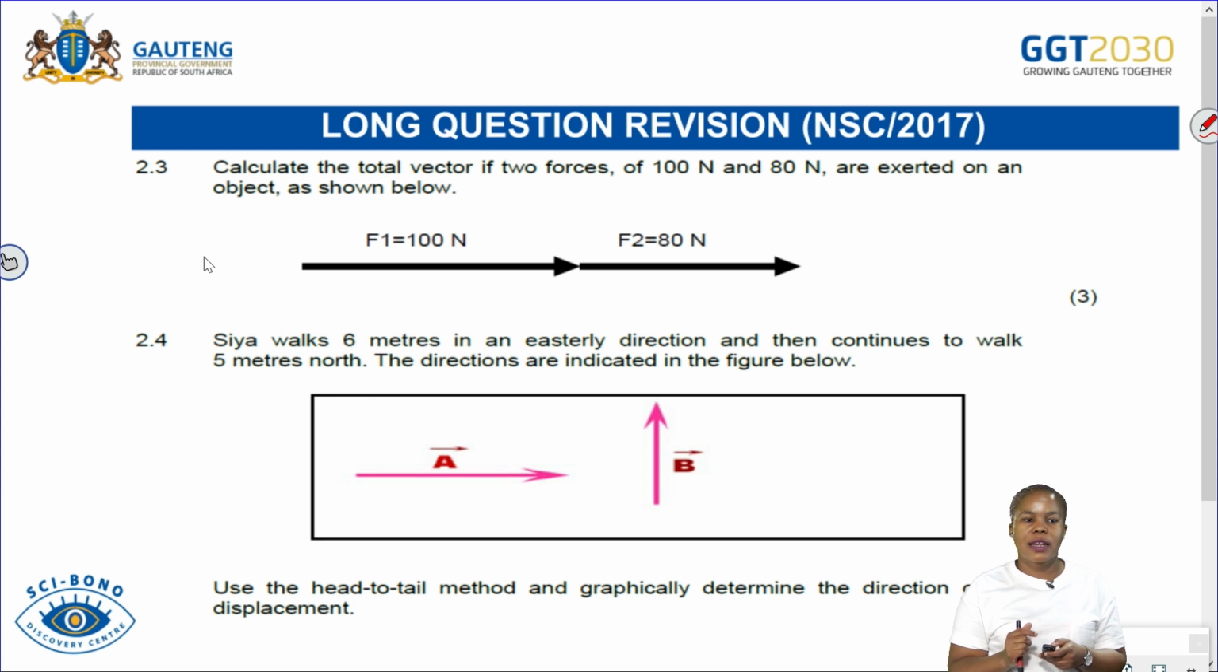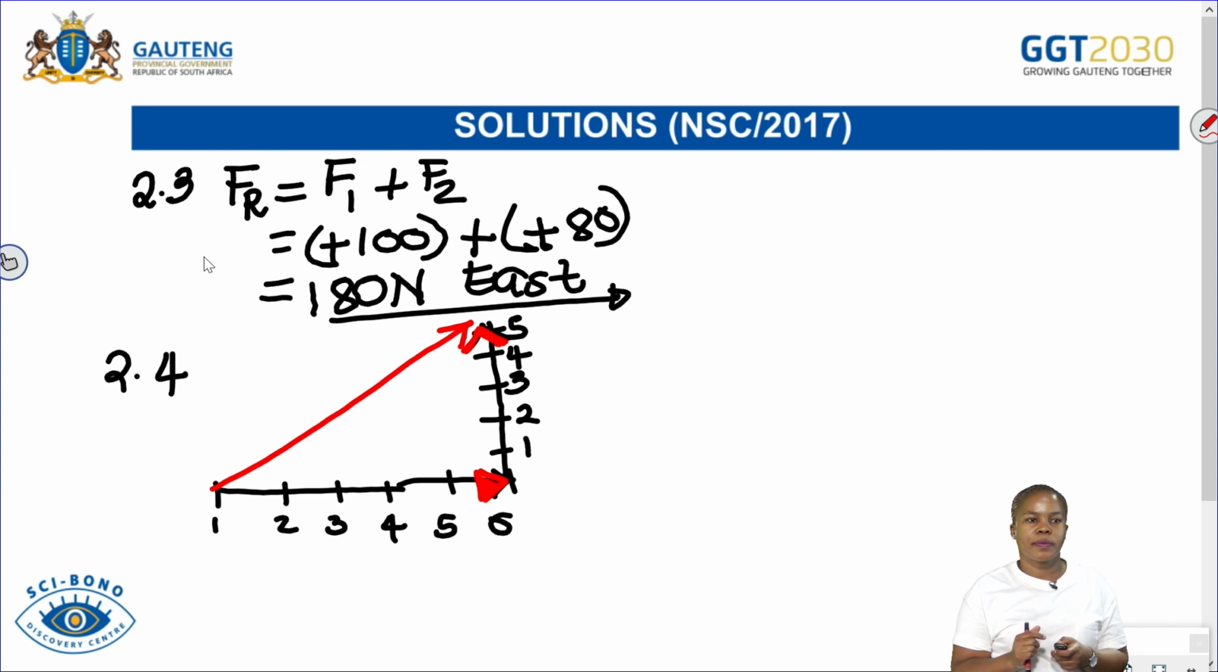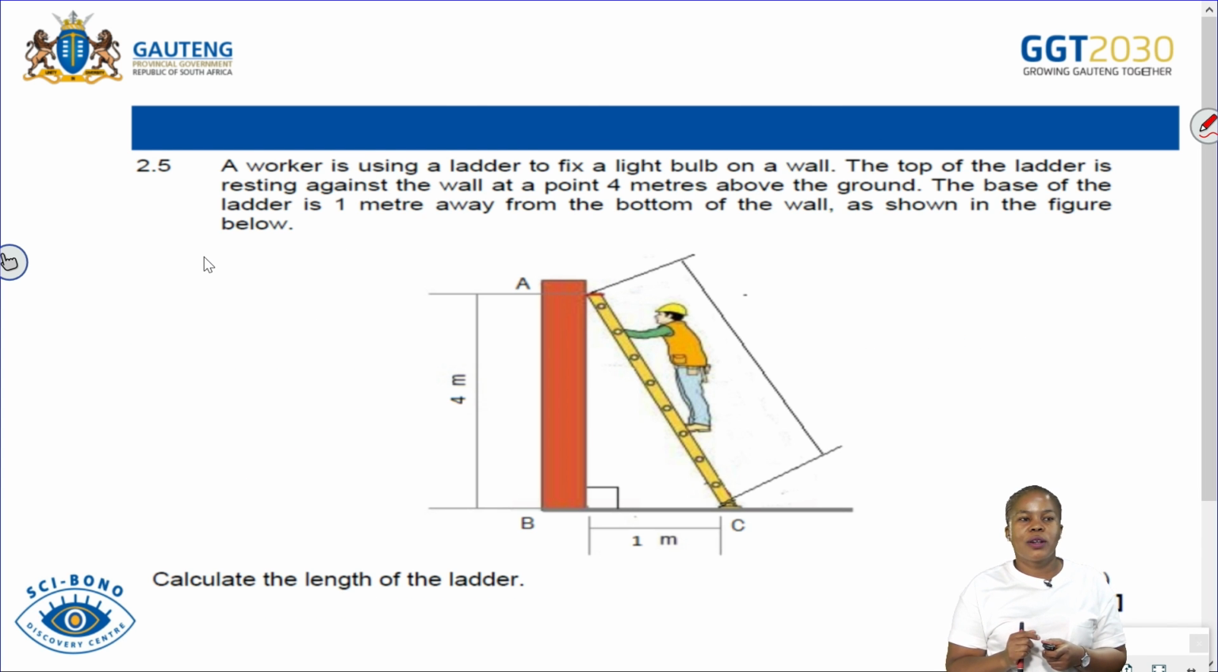Okay, let's find out if we did yes. Moving right along on your 2.5, a worker is using a ladder to fix a light bulb on the wall. The top of the ladder is resting against the wall at a point of 4 meters above the ground. The base of the ladder is 1 meter away from the bottom.